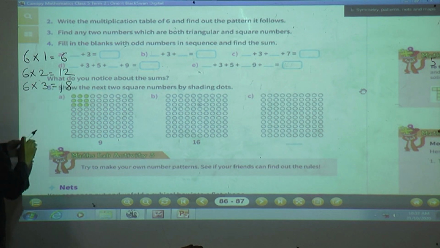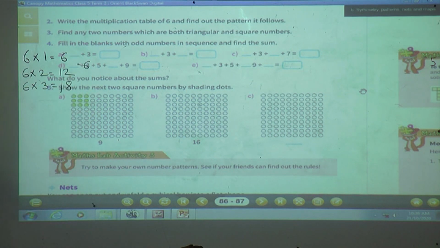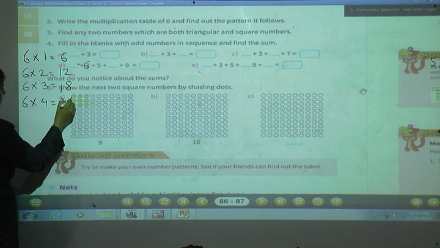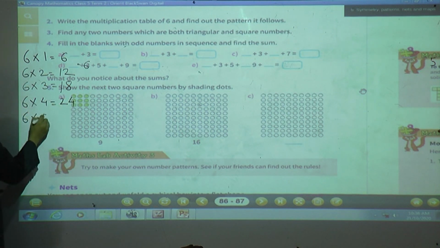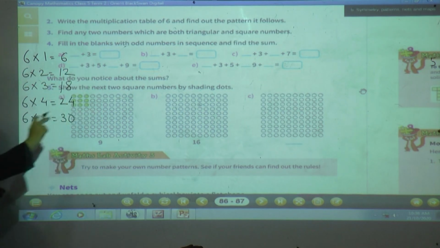That means the difference between these numbers is equal to 6. That means it follows a difference pattern. Okay. Now you can write till 10 also like this. So you can observe the difference between these numbers is equal to 6.